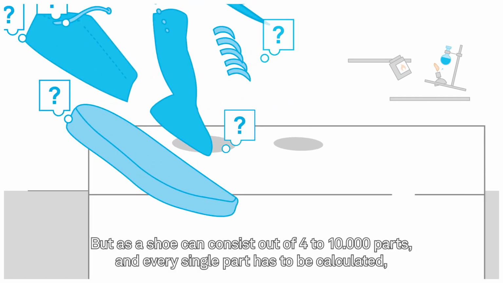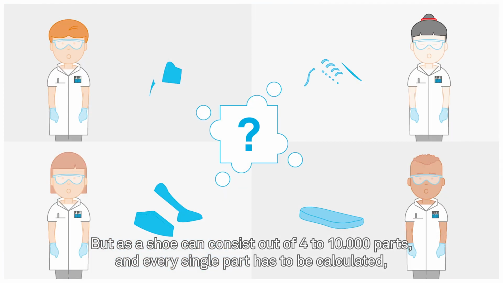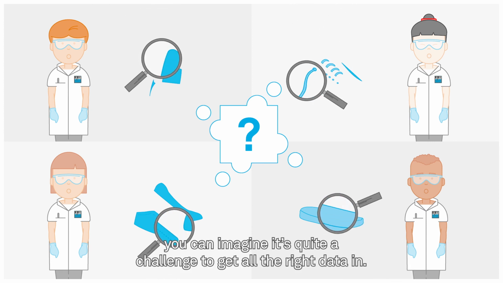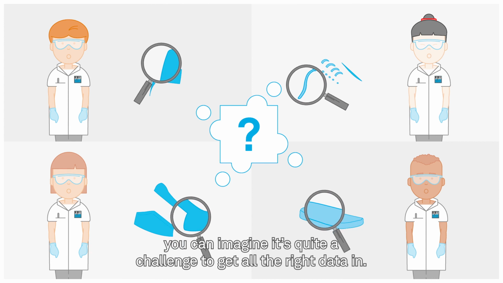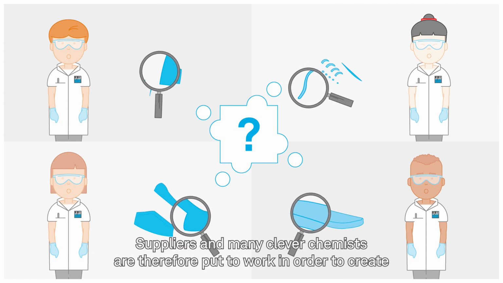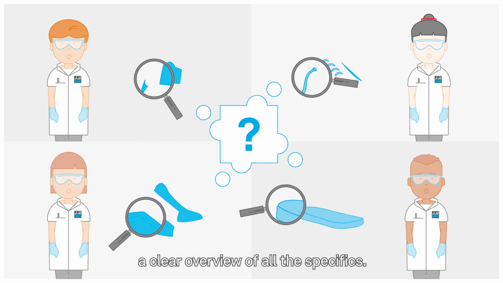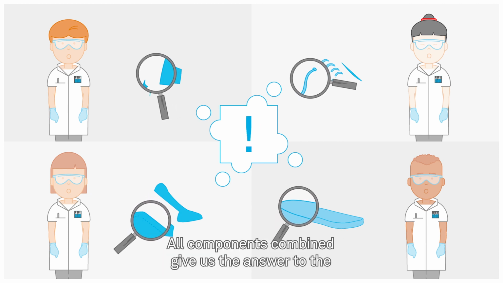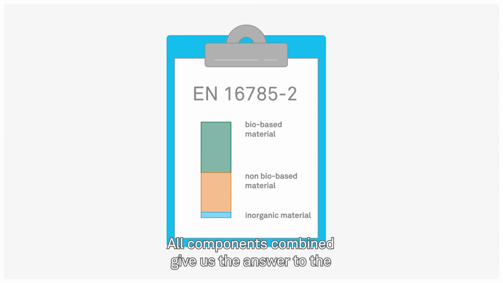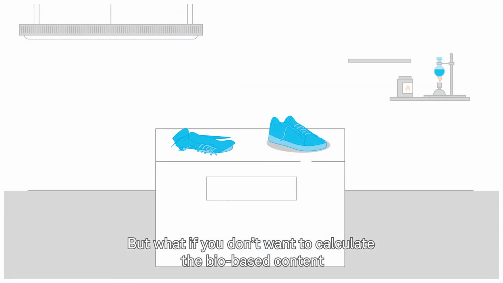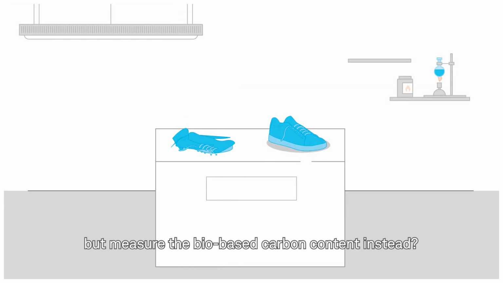But as a shoe can consist of 4 to 10,000 parts, and every single part has to be calculated, you can imagine it's quite a challenge to get all the right data in. Suppliers and many clever chemists are therefore put to work in order to create a clear overview of all the specifics. All components combined give us the answer to the total amount of bio-based content in this shoe. But what if you don't want to calculate the bio-based content, but measure the bio-based carbon content instead?